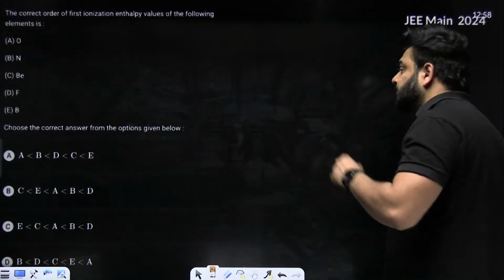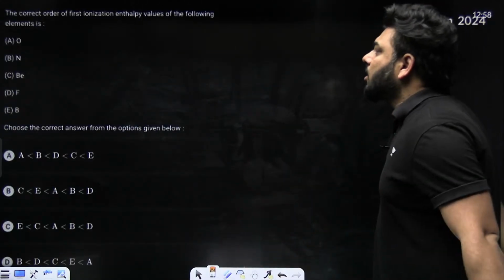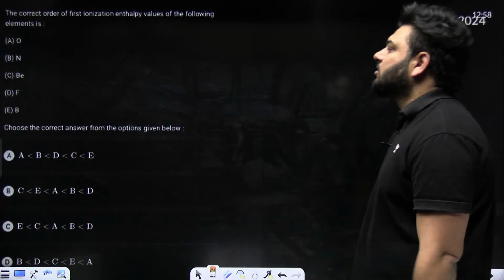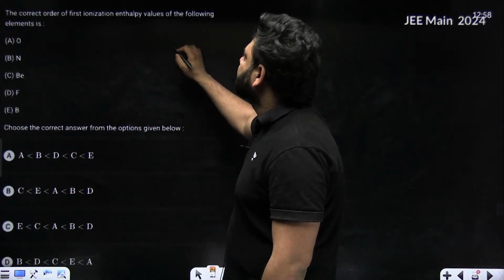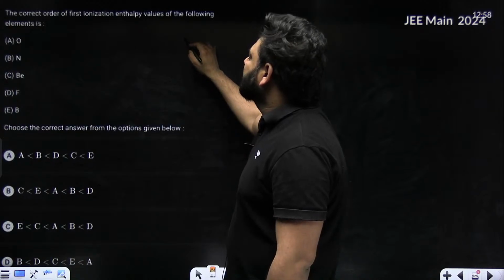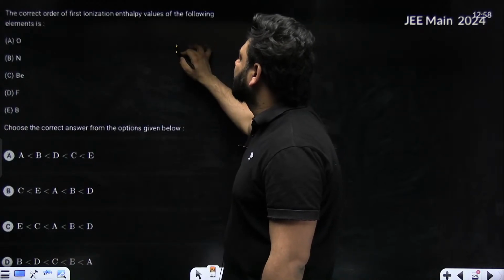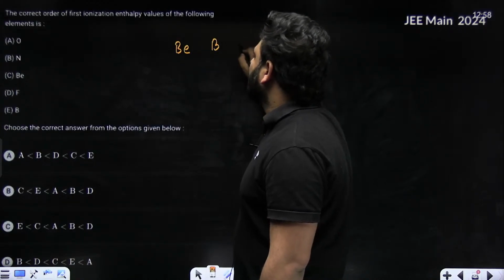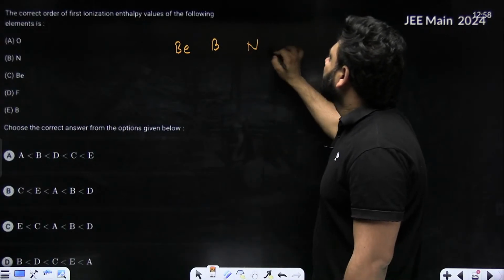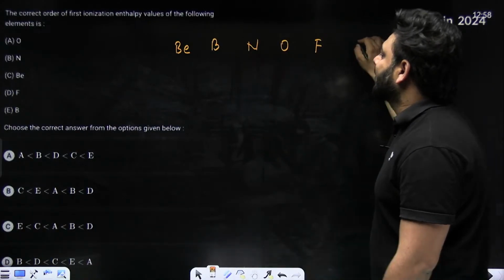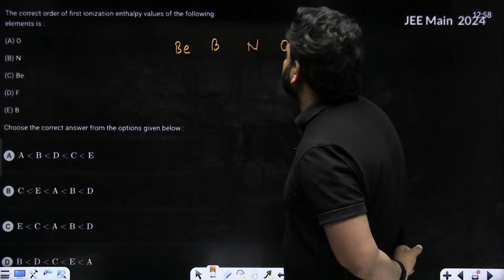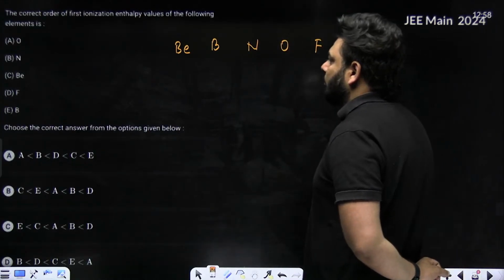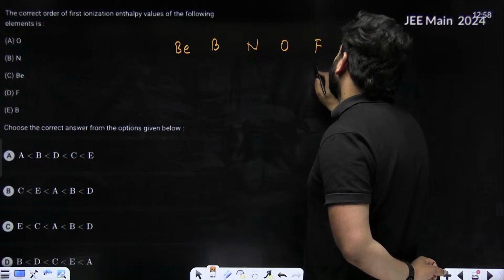Next is another question. The correct order of first ionization enthalpy of oxygen, nitrogen, beryllium, fluorine, boron. So I told you once that, let me just rewrite them. Like this is beryllium, boron, carbon, nitrogen, oxygen, fluorine. So these are the elements that have been given to us. So fluorine will be having the highest probably.